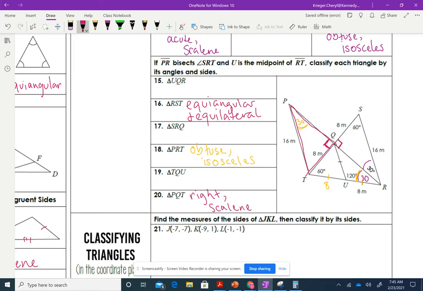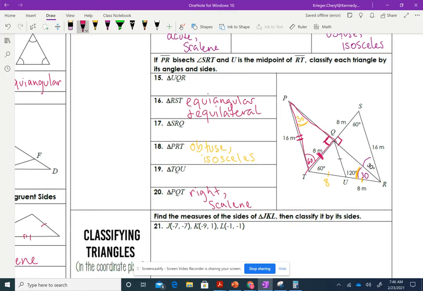Okay, so how do I know that it's scaling, guys? I know that this QT is 8. The hypotenuse is 16. And because I don't have two angles that are the same, I can't have two sides that are the same. So a 30, 60, 90 right triangle is going to be scaling. There's only one right triangle that's not scaling, and that's the isosceles 45, 45, 90 right triangle.